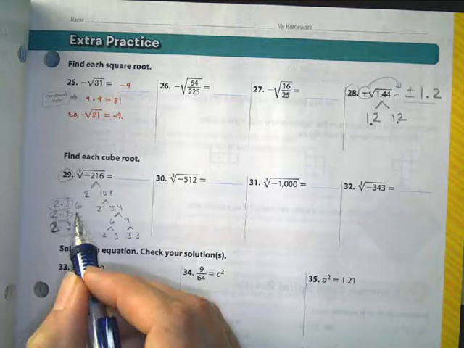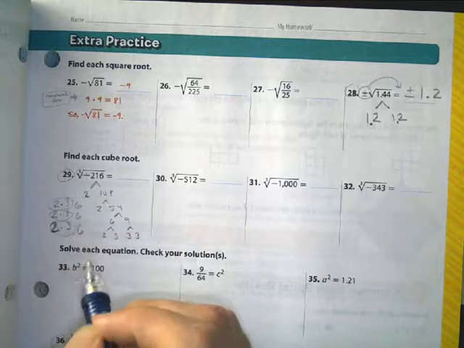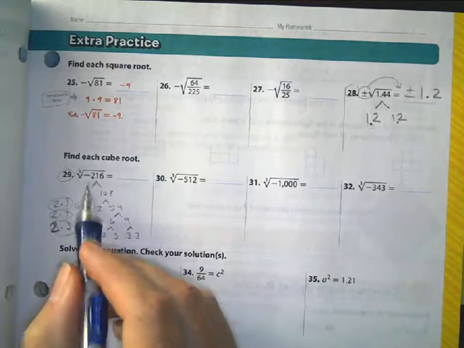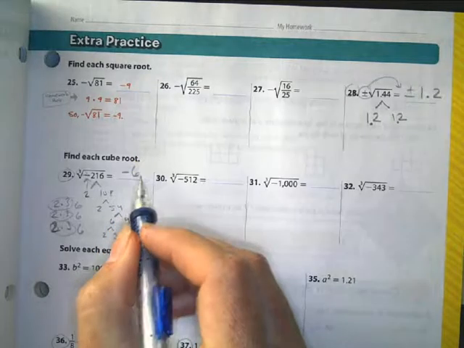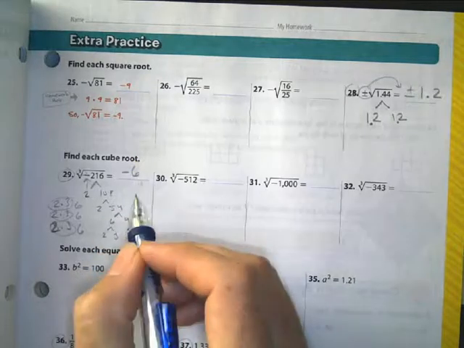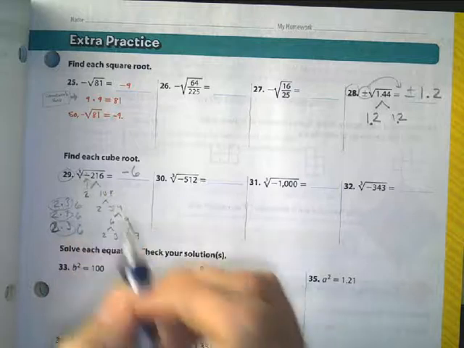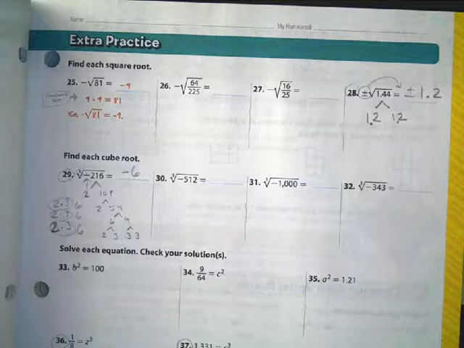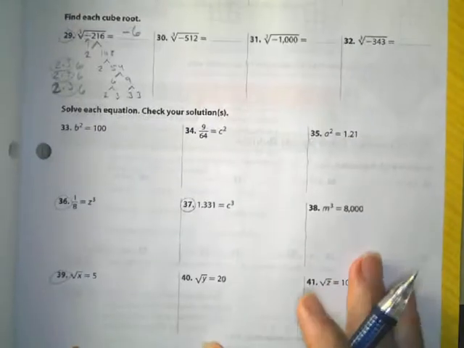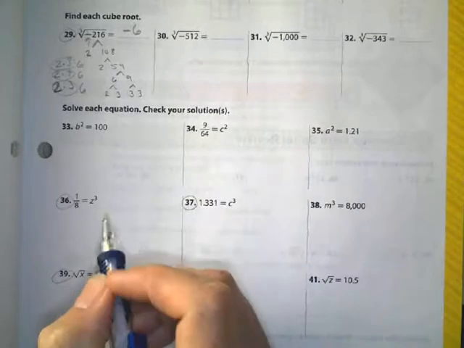So 2 times 3 is 6. So we would say safely that 6 times 6 times 6 is 216. Because I want it to be a negative answer, though, I'm going to say that negative 6 times negative 6 times negative 6 is negative 216. And that would be an accurate statement. So that's how we do number 29. Let's look at a few down here in the bottom as we wrap up this lesson.